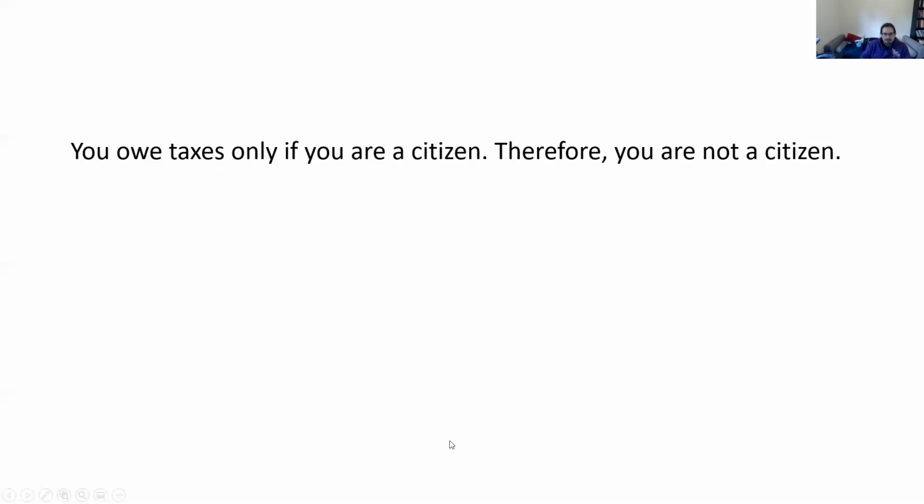So the way this goes is all people who owe taxes are people who are citizens, but you do not owe taxes. Therefore, you are not a citizen. I don't know, you probably are. Maybe you're not. It doesn't matter. This is just an example for the book. And so this is what one version of this argument could look like.